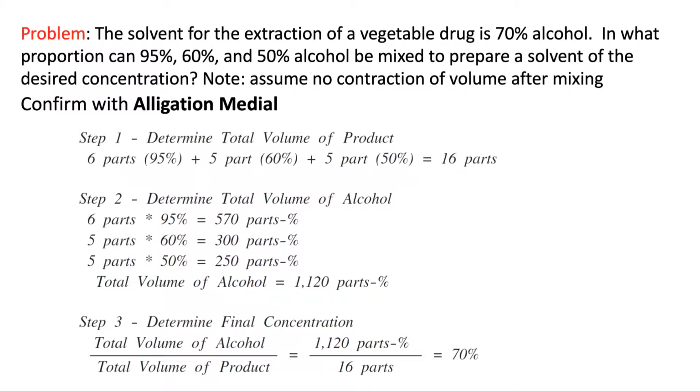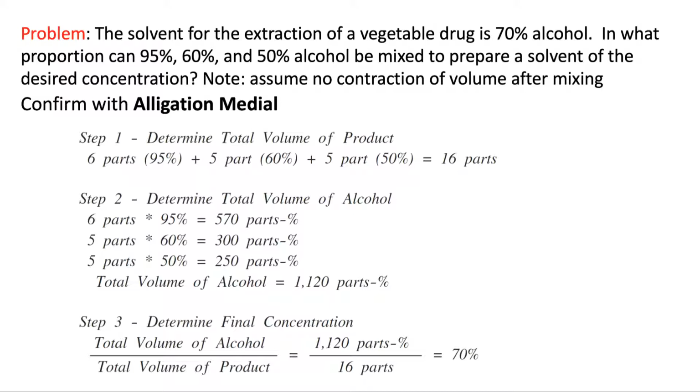Now, let's actually apply and determine the volume of alcohol that would be in those 16 parts. To do that, and again, this is where it gets weird since we're in parts instead of actually volume in milliliters, let's just multiply the number of parts for each ingredient times its concentration. So starting with the 95%, we had 6 parts. So 6 parts times 95% gives us 570 parts percent. Okay, units just stay together.